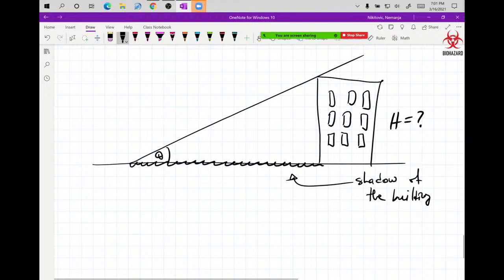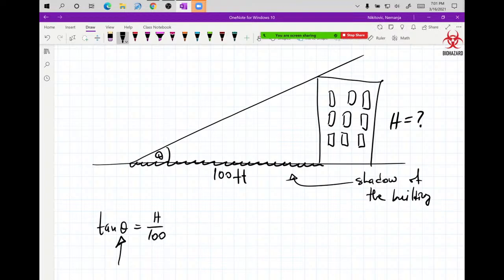Now, let's say that shadow is, I don't know, 100 feet. I don't care. It doesn't really matter. Whatever it is. Now, you can write your tangent theta as before, height over 100. But the problem is now that you don't have this theta to compute. Now, this is what you can do.